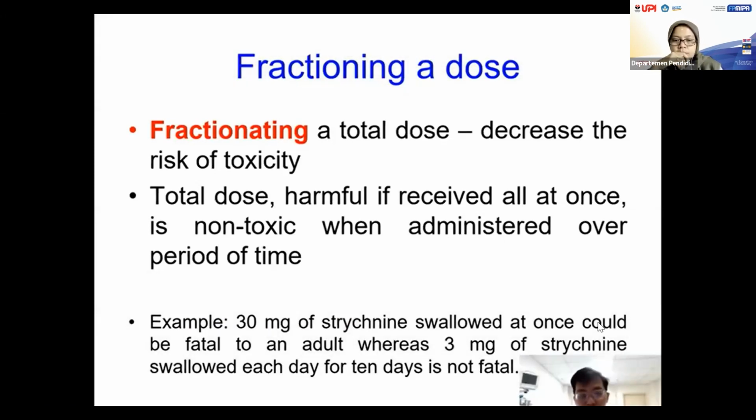So this is what we call fractioning a dose, right? The total dose is harmful when it's received all at once, but it is non-toxic when administered over a period of time. So this is also part of exposure, right? So exposure to chemicals can be fatal if it's done in a large dose, as I mentioned earlier. But if we split it into many days, then its harmful effect is less noticeable. It is not so fatal, right?